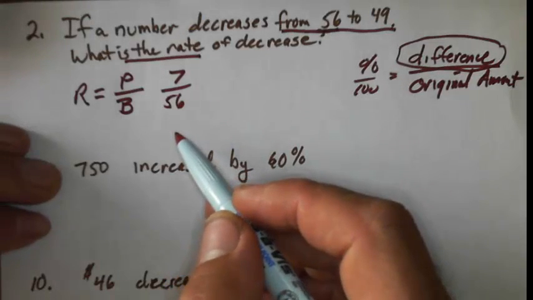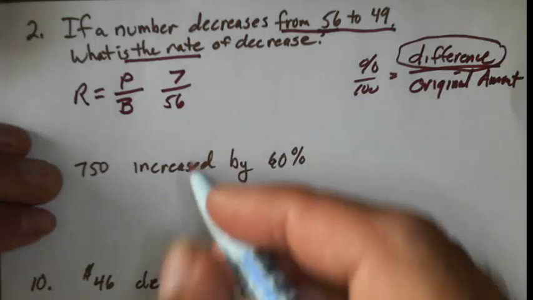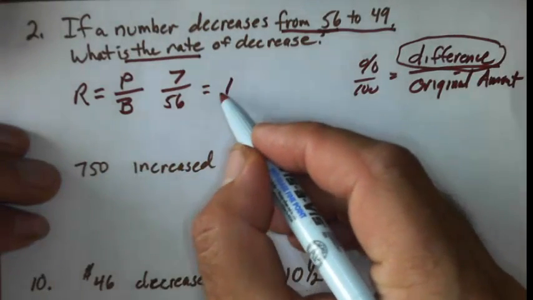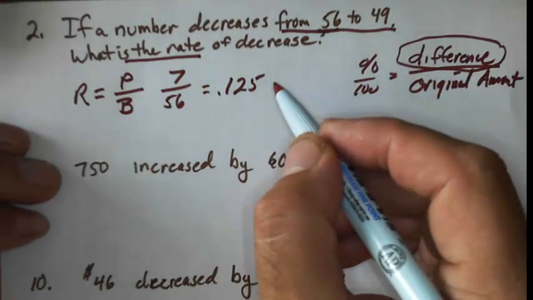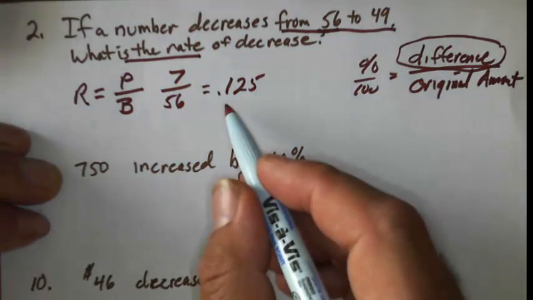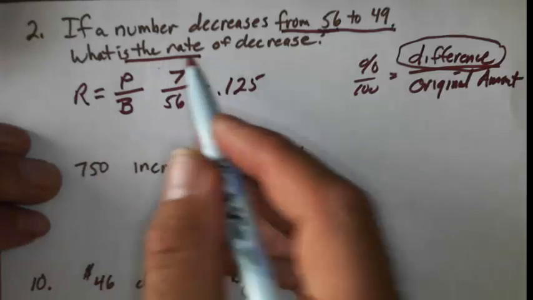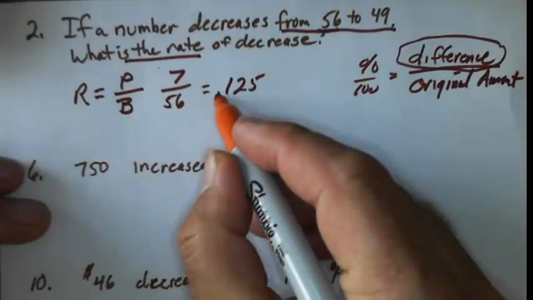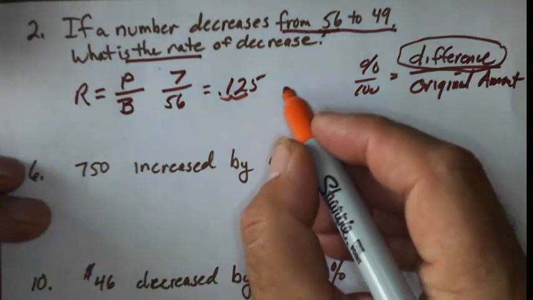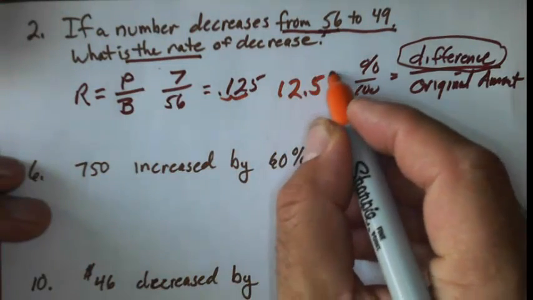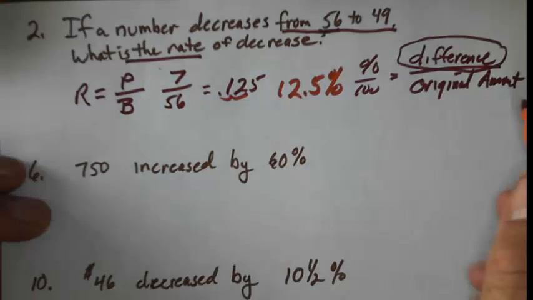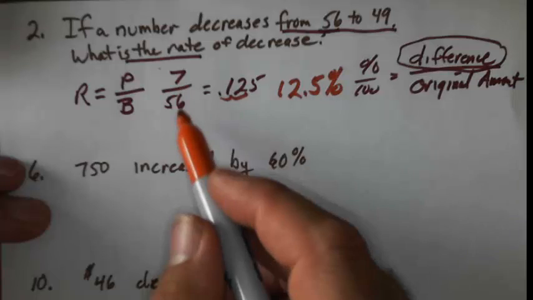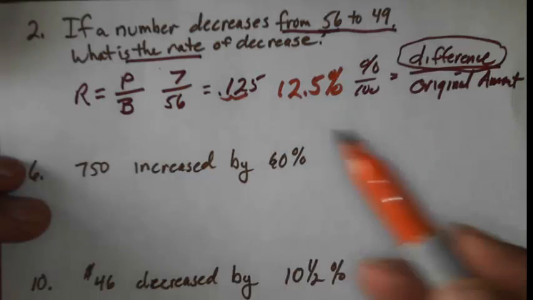And at that point then, it's just a division problem. So 7 divided by 56, do it on your calculator, 0.125. And that's the decimal, but they want it as a percent, so we're going to have to convert that by moving it over 2 spots to the right to make it a percent, so it becomes 12.5%. So when we're doing these, it's the difference over the original amount. That's really going to be the setup, difference over the original amount.